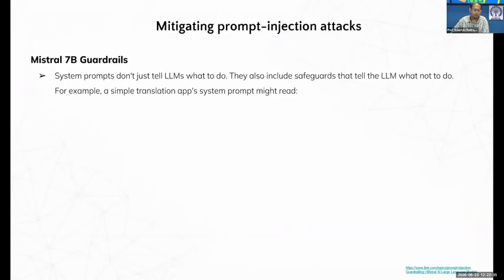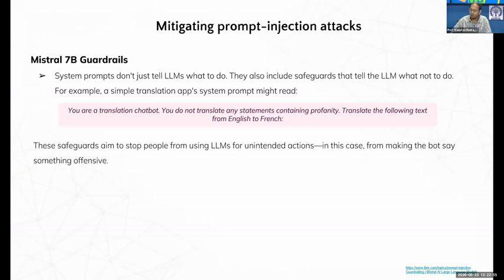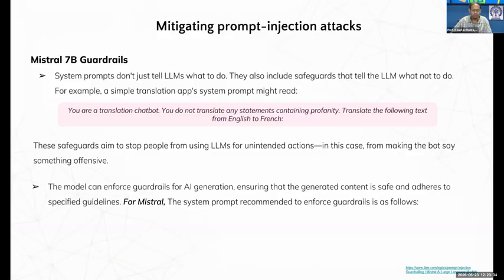There are many ways. One of the ideas is the guardrail. System prompts can help you do that. For example, you can tell it that you are a translation chatbot, you do not translate any statements containing profanity, translate the following text from English to French. If you add that, it helps prevent any kind of unwanted text. These safeguards aim to stop people from using LLMs for unintended actions, in this case from making the bot say something offensive. So the model can enforce guardrails for AI generation, ensuring that the generated content is safe and adheres to specific guidelines.